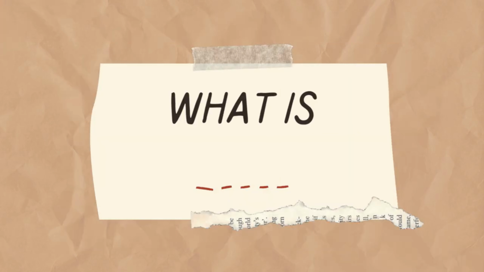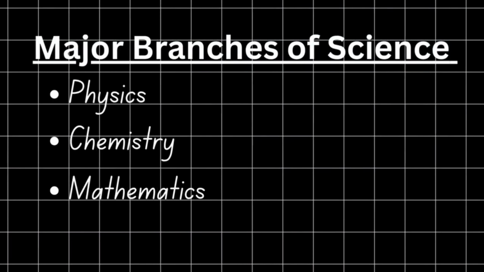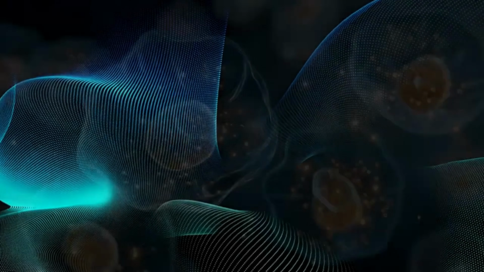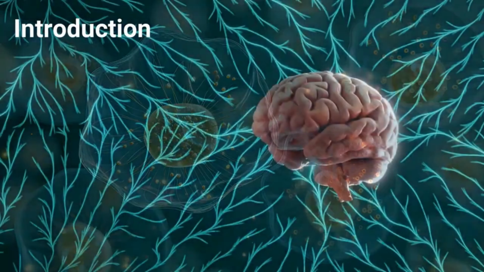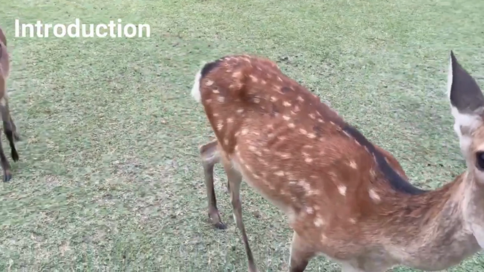First, what exactly is biology? Science is divided into different branches such as physics, chemistry, mathematics, and biology. Biology is the branch of science that deals with life. It studies living organisms, their structure, their functions, their growth, and their interactions with the environment.